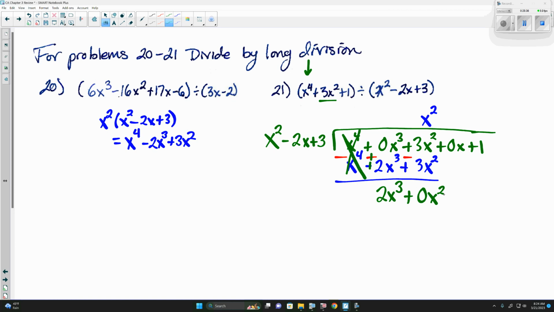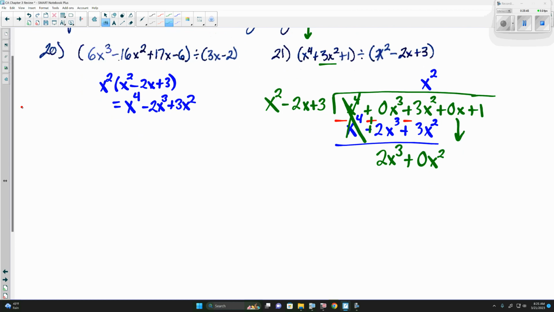Now, I don't think we specifically covered this, especially in class, but if one of them does become 0, I would write it in as 0. We still need that spot. Then we can bring the next one down, plus 0x. And we repeat the process again. We say what times x squared gives us 2x cubed. We need 2x. And it does work out that the variables are going to decrease in power by 1. So since we start out with x squared, the next one would be x, and the next one after that would be our constant term.